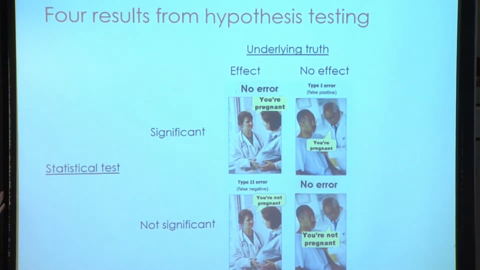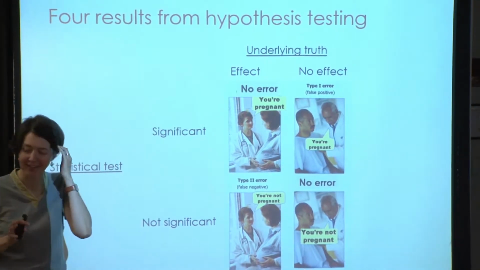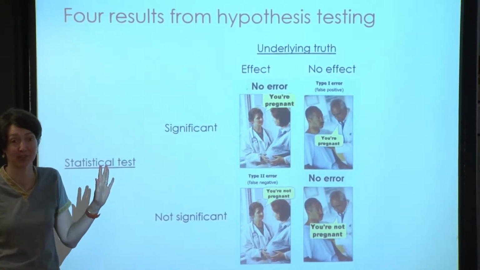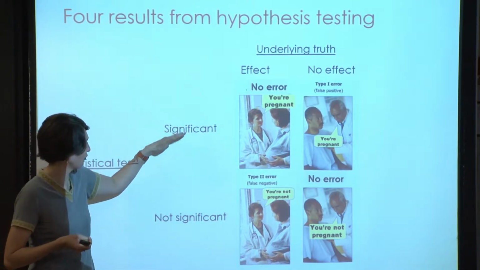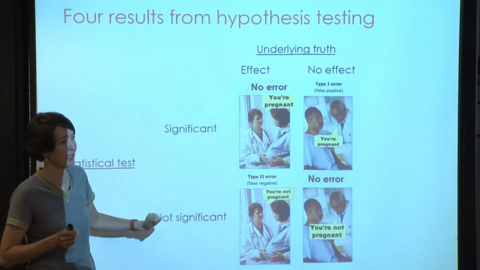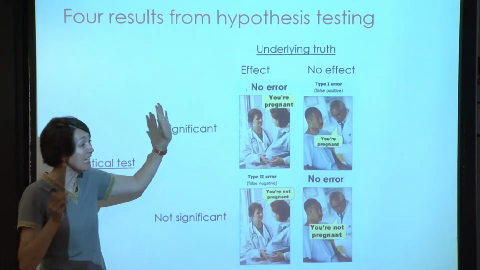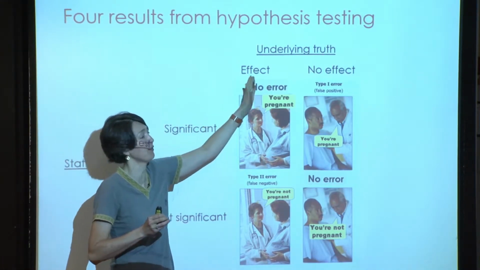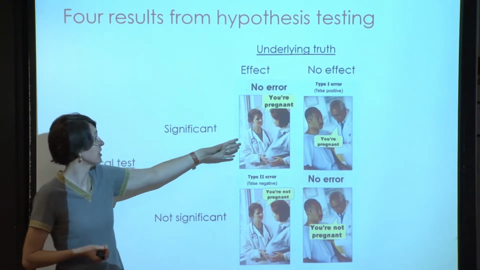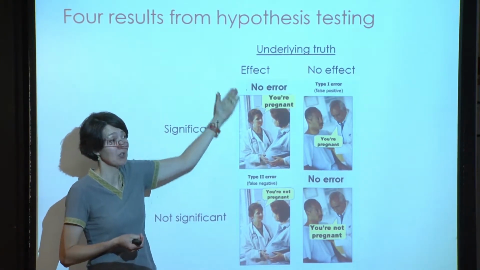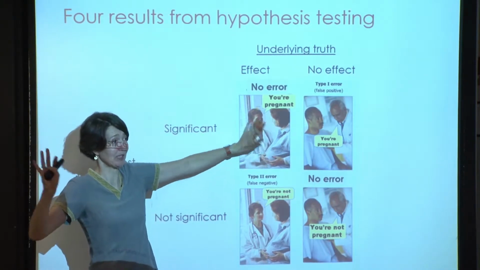When you run an evaluation, you're going to get one of these 4 things, right? You could find a significant effect or a non-significant effect, and in truth, there could really be an effect or not an effect. So you could have no error: you find a significant effect, and there really was an effect. You're pregnant, you are pregnant.